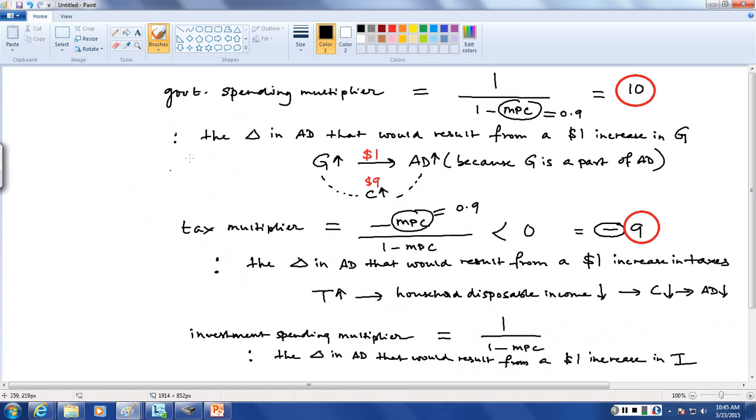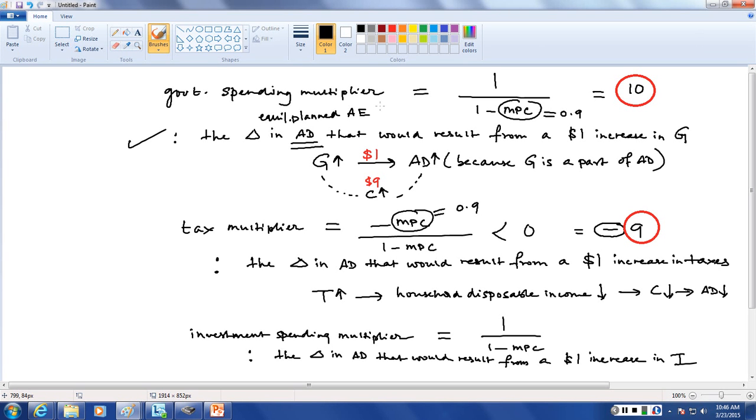What's the government spending multiplier defined as? The change in AD that would result from a $1 increase in G. The only difference now is that instead of saying AD, we are saying planned, or rather equilibrium planned aggregate expenditure. But really, they're the same thing. What we called AD before, we're now calling equilibrium planned aggregate expenditure.